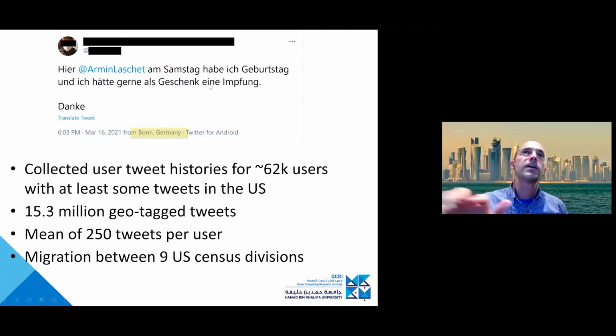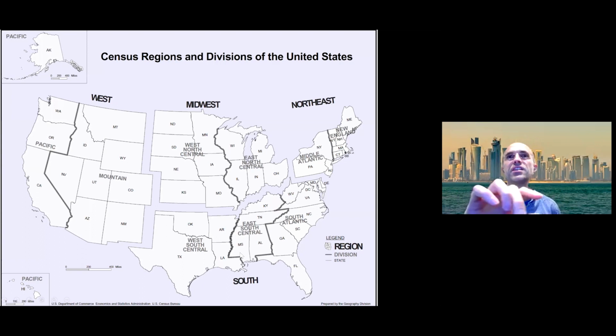We collected data for just over 60,000 Twitter users, in total about 50 million geotagged tweets. This was done in the US context, where for this analysis, by migration, we mean migration between US census divisions. Each of these nine little areas is one division. And we see how the migration rates change as we change the definitions.